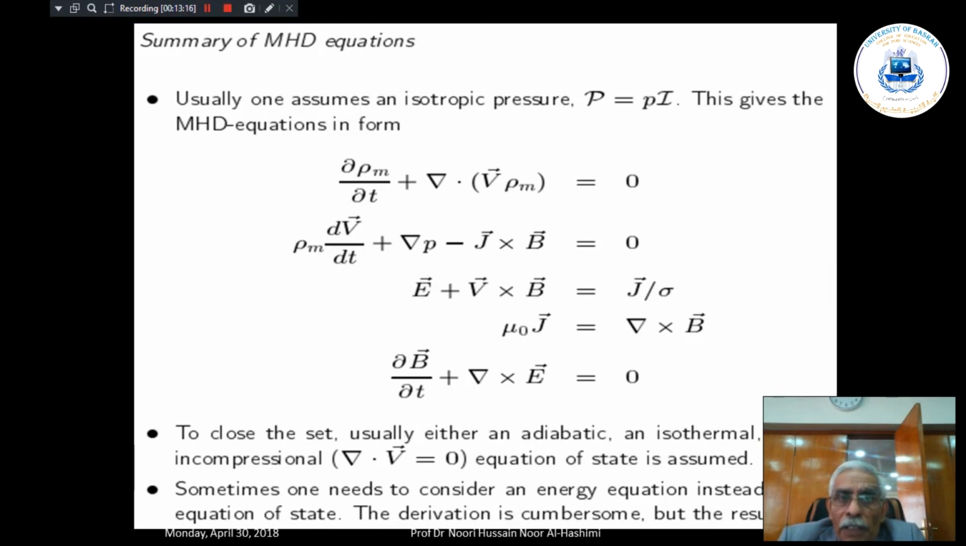Summary of Magneto Hydrodynamic equation. We will continue, inshallah, next week, if we are still alive.